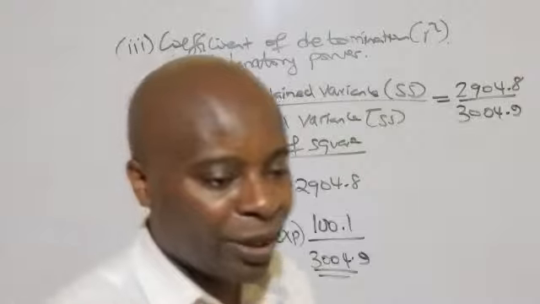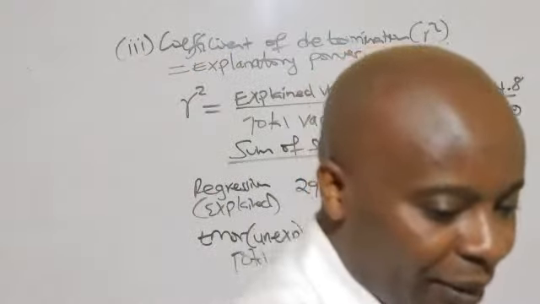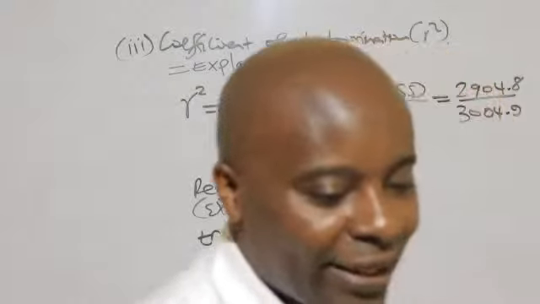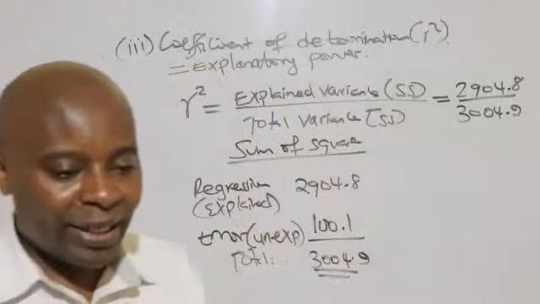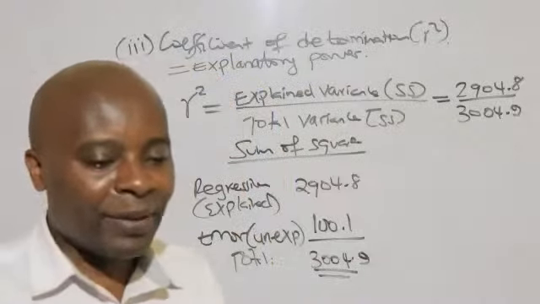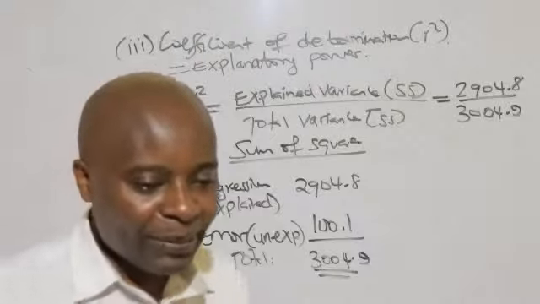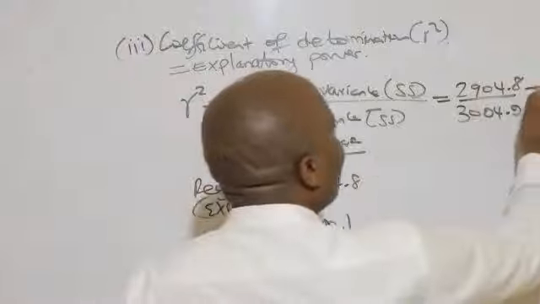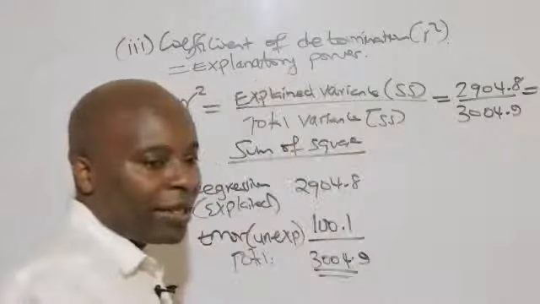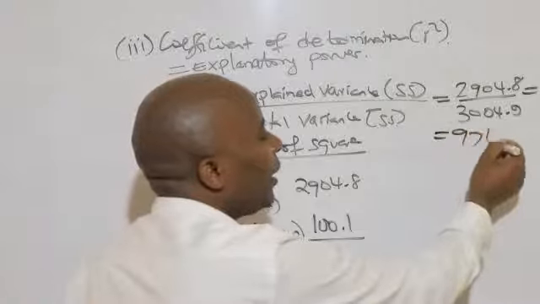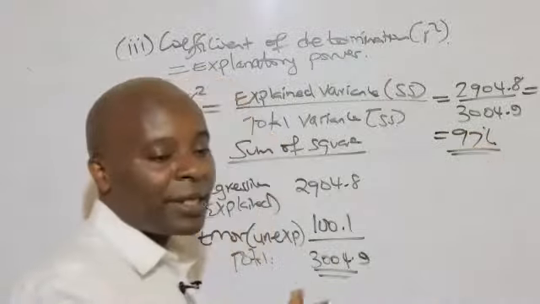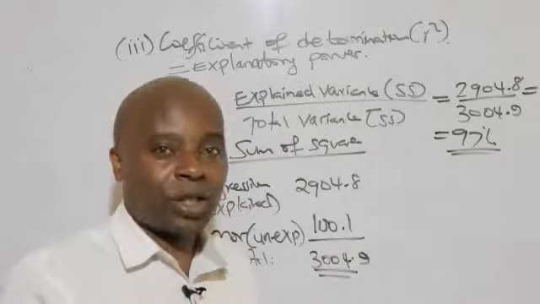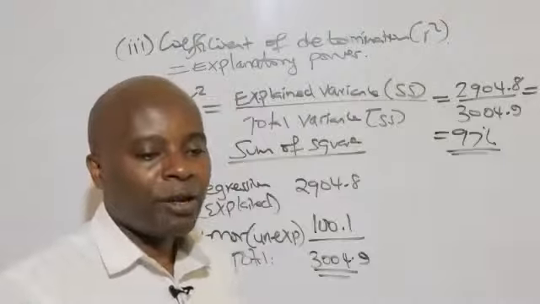What figure am I able to get there? Whatever I get times 100. Somebody is telling me 97%. So 97%, this means a perfect what here? This means a perfect model. 97% means, ladies and gentlemen, a model that is very good for the purpose of what here? Prediction. It's a model that is very good for the purpose of prediction.